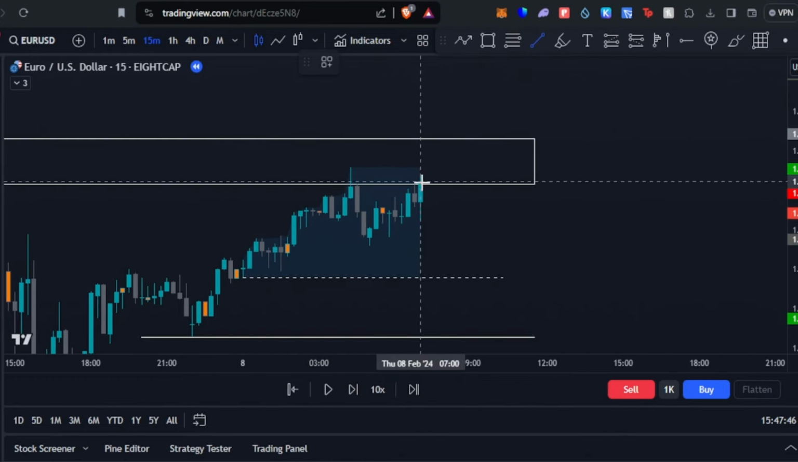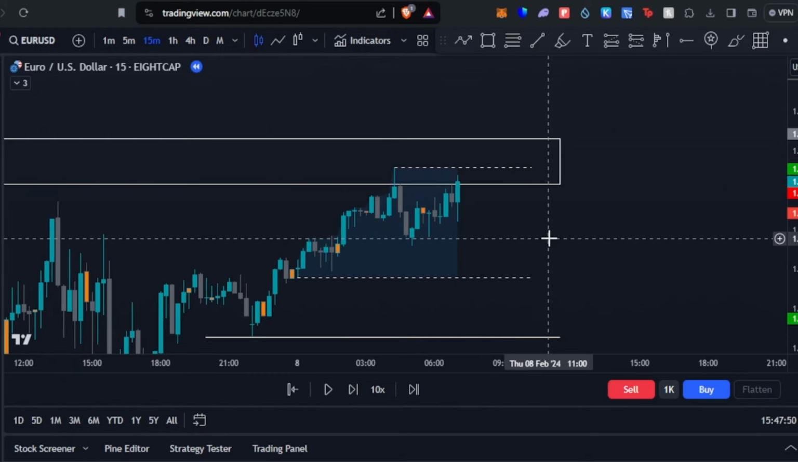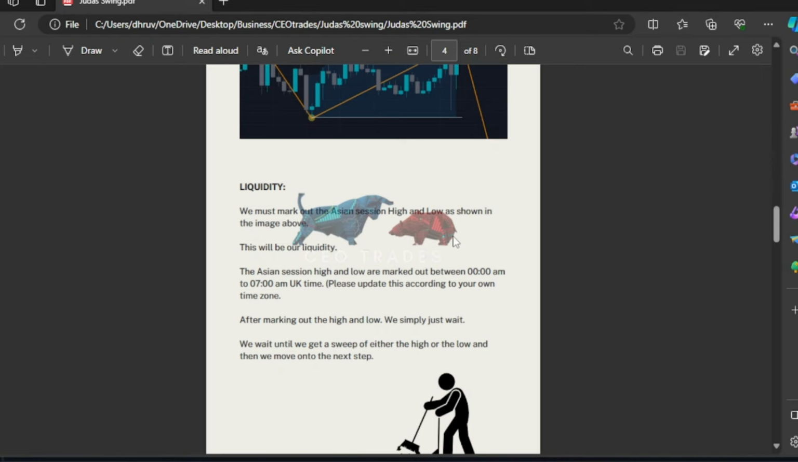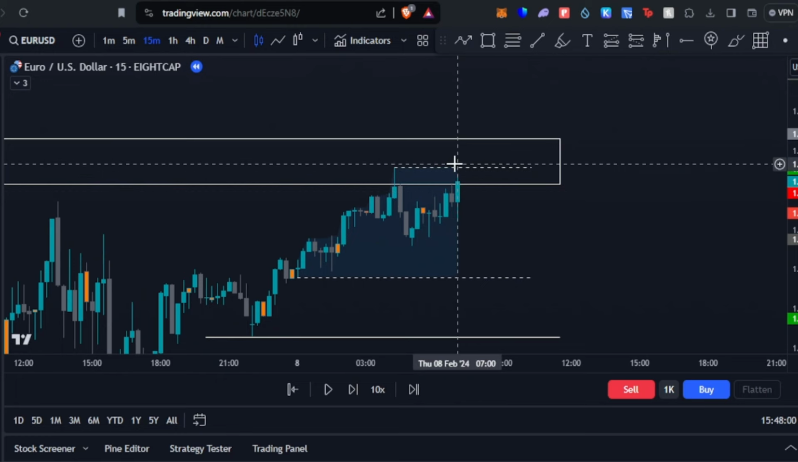So there's our Asia session low and there is our Asia session high. Our next step is to simply wait for a sweep of either the high or the low. Now we know that we're anticipating sells. Therefore, what we want to see is a sweep of these highs before a market structure shift.